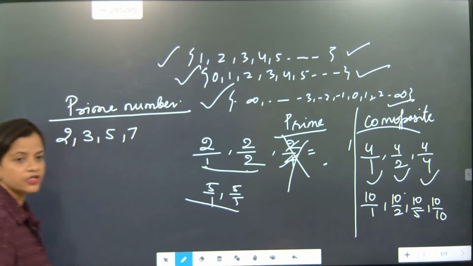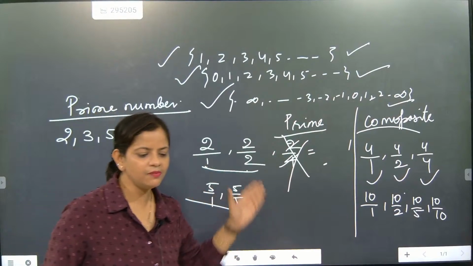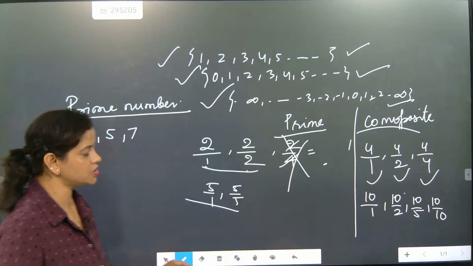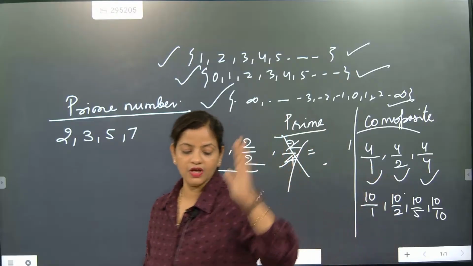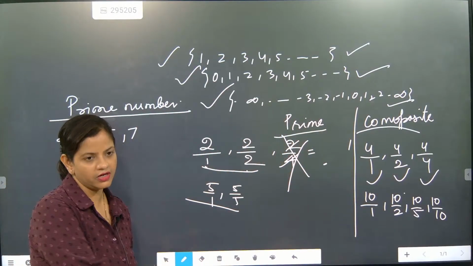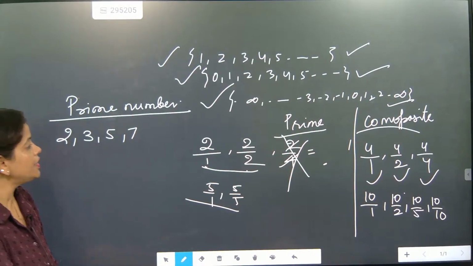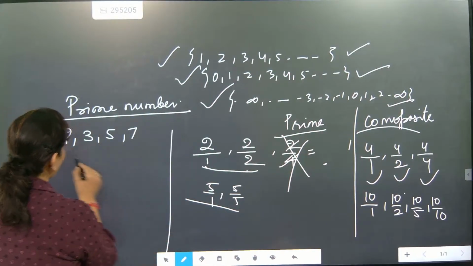I hope you have understood. So this will come as a composite number and this will come as a prime number. Prime numbers are those numbers which can be divided only by 1 or by itself. I hope you have understood this one. Now one more kind of number is coming, which is called co-prime numbers.